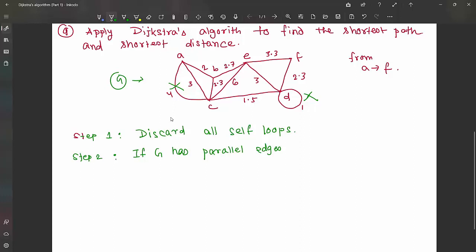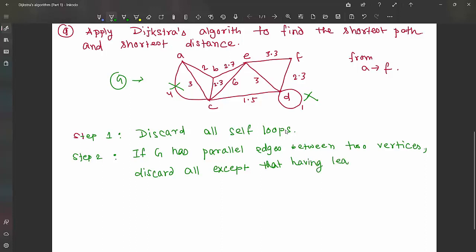So if G has parallel edges between two vertices, discard all except that having the least weight. That means if there is another, suppose 7, we will discard all these lines. We will only take this minimum weighted line, which is this 3. So this is the second step.